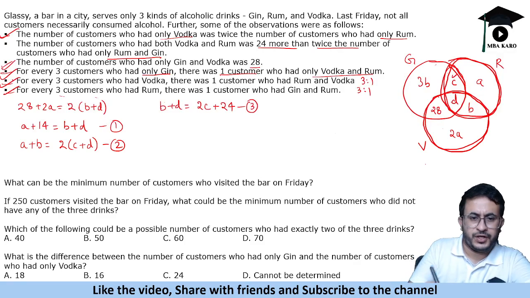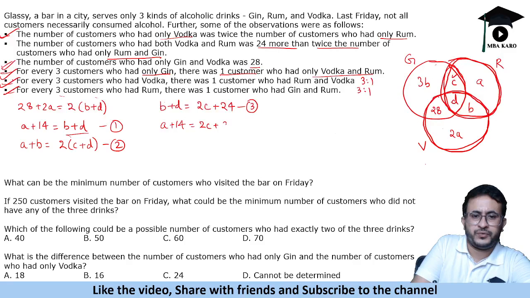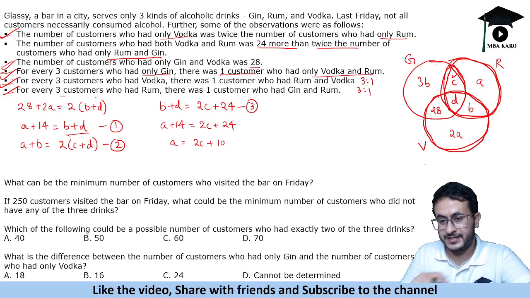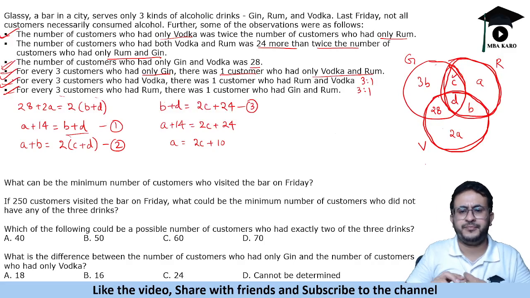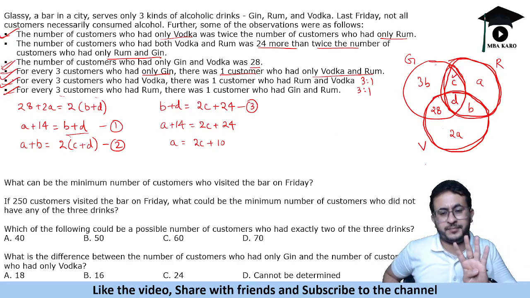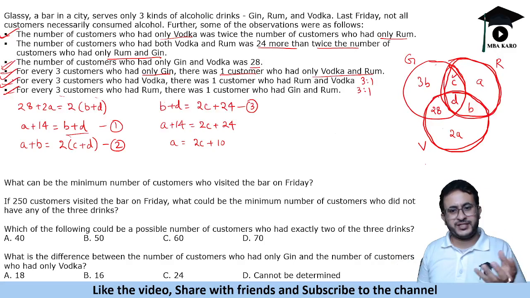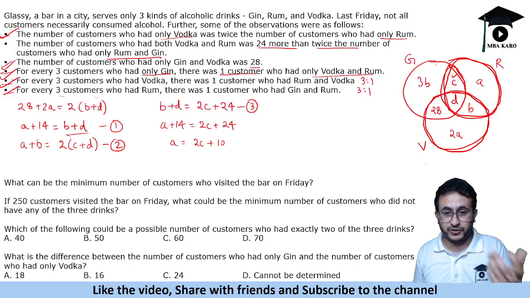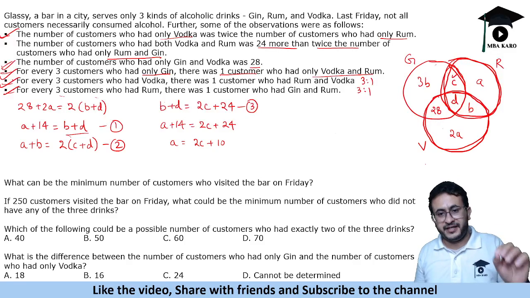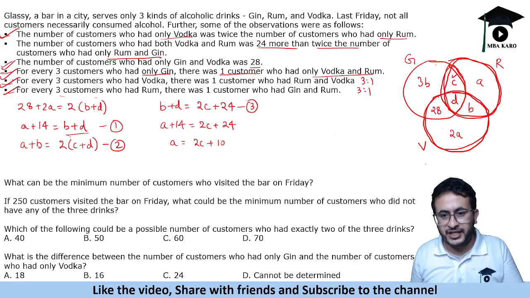Now if you see B plus D, there is a relation A plus 14. So we can say A plus 14 is 2C plus 24. So this gives us A is equal to 2C plus 10. We have the relation for A. Now we basically have four variables, but just 3 equations, isn't it? If there were 4 equations, we would have got definite values of A, B, C and D. But here we will not get definite values of A, B, C and D.